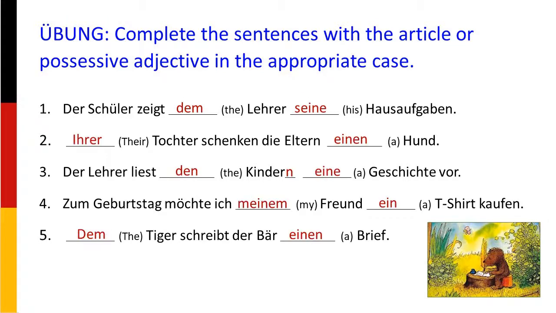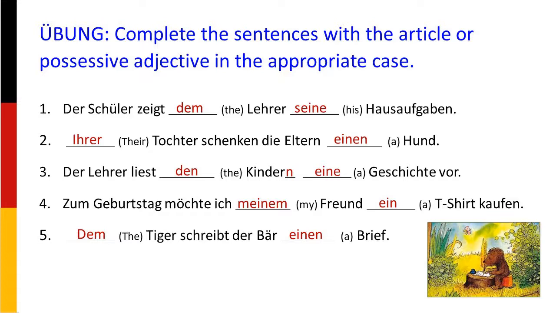Number 2, here we have a sentence where the parents are giving something, die Eltern schenken. And notice that this is an example where the subject, die Eltern, is after the verb rather than before it. And so now we're asking, what are the parents giving? And the answer is they're giving a dog, direct object, accusative. To whom are they giving a dog? They're giving it to their daughter, so the daughter is therefore the indirect object and in the dative case. And so your answer should read, ihrer Tochter schenken die Eltern einen Hund.